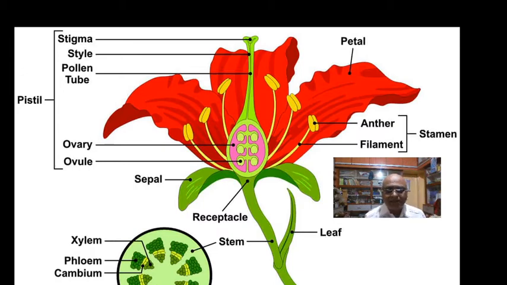The flower typically has a stalk. That stalk is called a petiole. When a petiole is present, it is called petiolate.